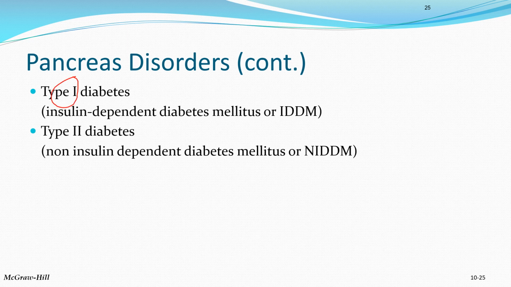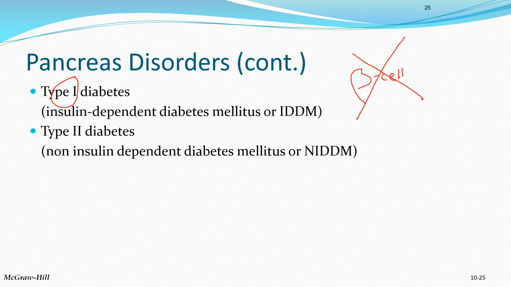Type 1, you are no longer making insulin. So for the rest of your life, you've got to inject insulin. Anytime you need sugar, you've got to inject it. So that means your beta cells were probably all killed off somehow. Sometimes it's your own immune system that attacks them.